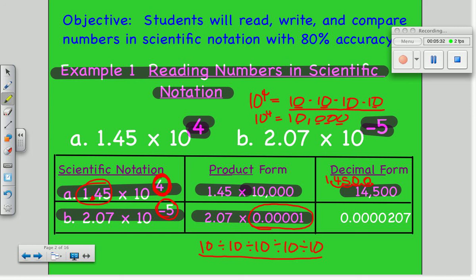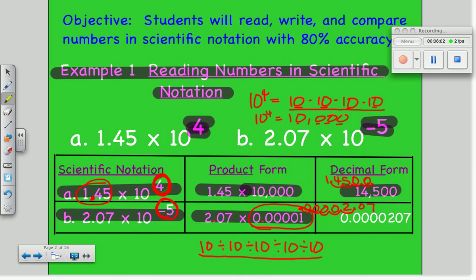Okay? So this time, since we're multiplying by a decimal, and a decimal is less than 1, this decimal is going to move now, this time, to the left. So, I have 2 7/100. My exponent is -5, so I'm going to move it to the left 5 times. 1, 2, 3, 4, 5.